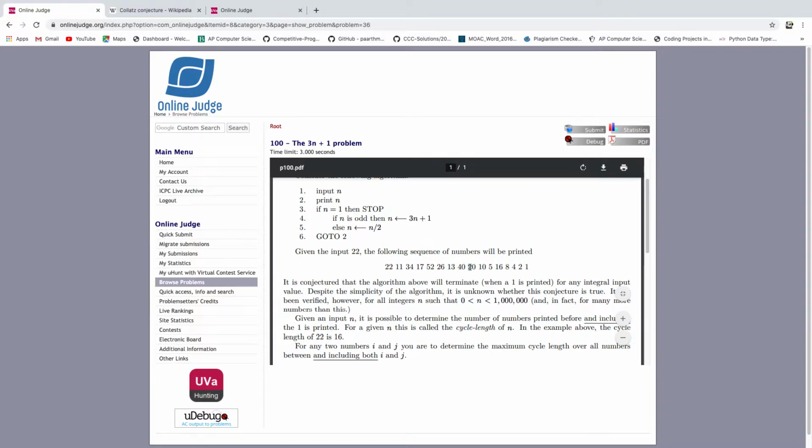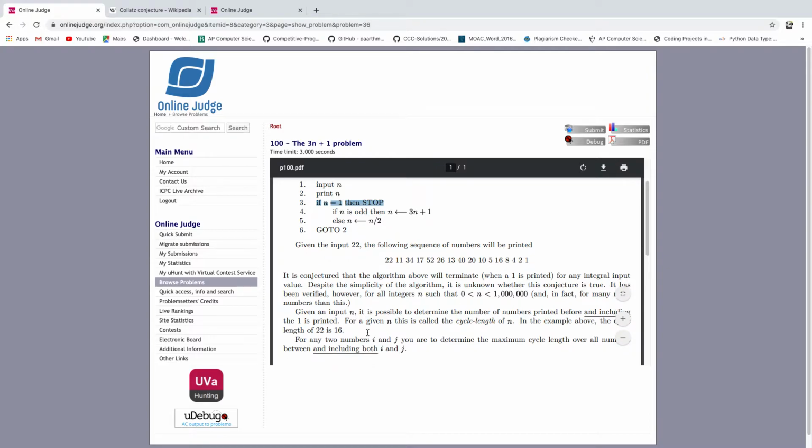So divide by 2, 20, again divide by 2, then again divide by 2. Now you got an odd number, so it becomes 15 plus 1 is 16, which is even, then goes to 8, which is even, then goes to 4, again even, goes to 2, which is even, then goes to 1, and reaches step 3. It says if n is 1, stop.